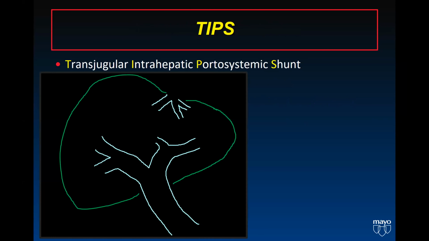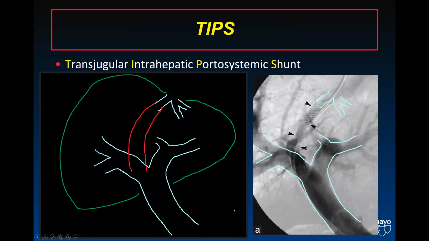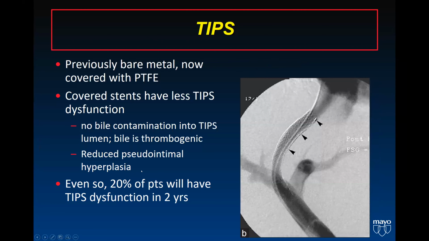So TIPS, everybody's familiar with TIPS, transjugular intrahepatic portosystemic shunt, and I'm not Netter, but you can see my little diagram here where I'm showing you the TIPS that's drawn in, and basically it usually extends, not always, but usually extends from the right hepatic vein down to the right portal vein. Now, TIPS used to be bare metal, but now they're covered with PTFE, and that does make a difference in terms of what we're seeing.